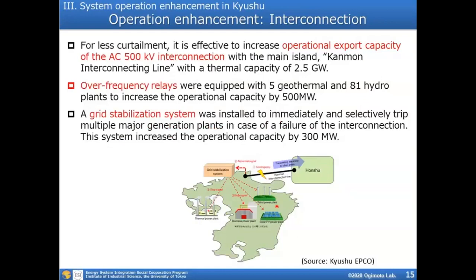And a grid stabilization system was installed to immediately and selectively trip multiple major generation plants in case of a failure of the interconnection. The system increased the operational capacity of the interconnection by 0.3 gigawatt.